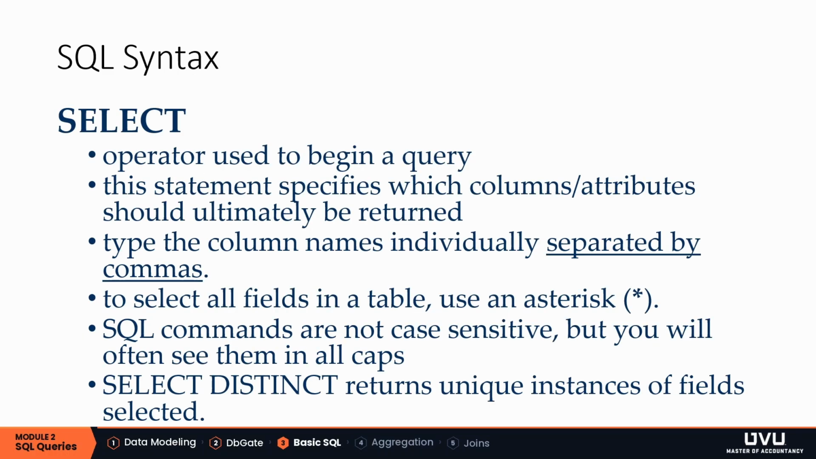This is the command we use to begin every single query that we'll do in this class, and it directly precedes the column or field names that you ultimately want returned. These need to be specified individually and separated with commas. And as we saw in our quick practice example in the prior video, if you want to select all the fields in a table, you can use an asterisk or star.